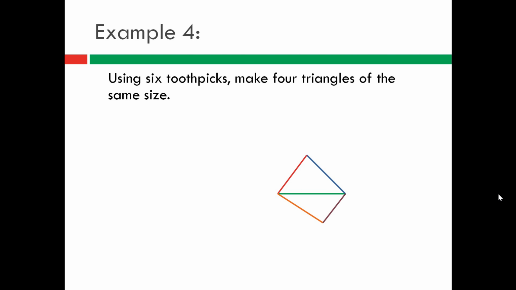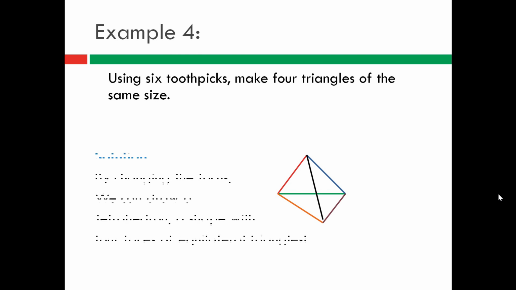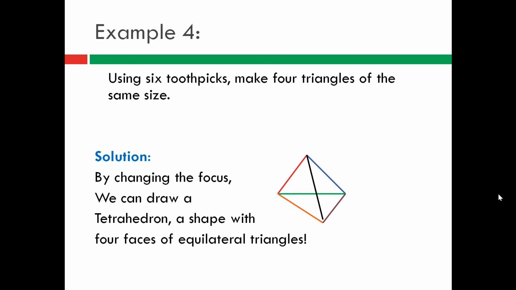For this to happen, we need to change the representation from a 2-dimensional point of view to a 3-dimensional point of view. If you put the 6 toothpicks this way, you would have a tetrahedron, which is a 3D shape that consists of 4 faces of equilateral triangles. So you have achieved the goal by changing the whole representation.